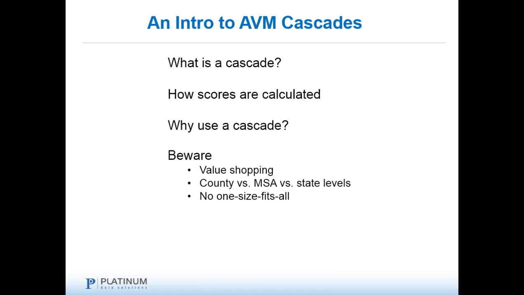So there are a lot of different ways you can calculate a score for a given model to determine the ranking in your cascade. And in most cases, it's simply a weighted average or a weighted sum of different metrics.